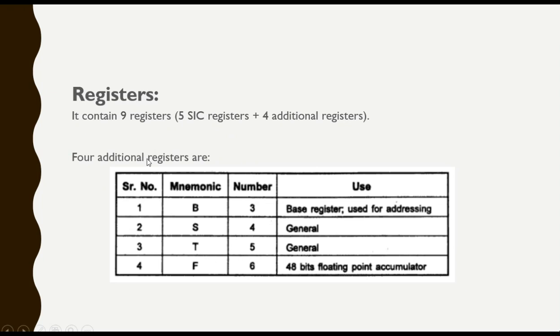Then registers. It contains 9 registers: 5 SIC registers, along with 4 additional registers. The 4 additional registers are B, the base register, and S and T, which are general purpose registers that can be used for arithmetic operations. Then F is the floating point accumulator. So SIC XC supports floating point operations, and this is the register for that. The size of F is 48 bits. All other registers are 24 bits. Only the floating point register is 48 bits.